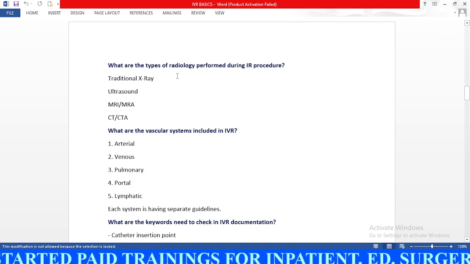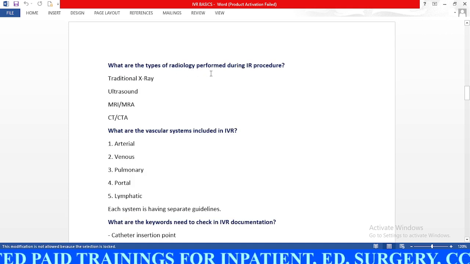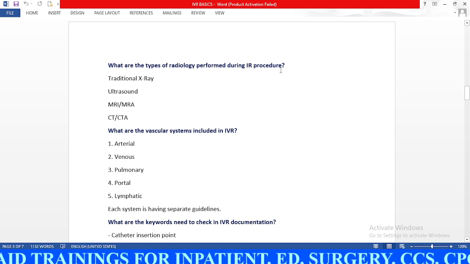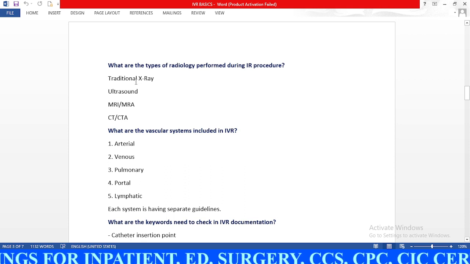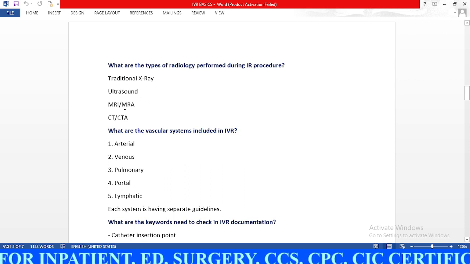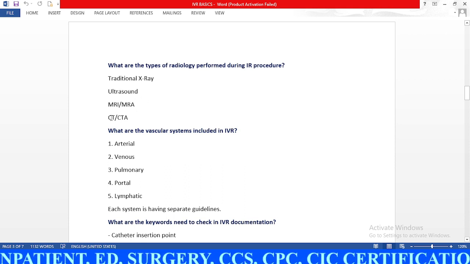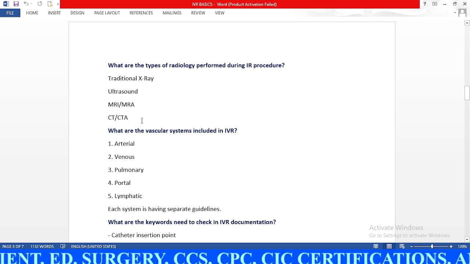So what are the types of radiology technologies performed during the IR procedure? Usually during the IR procedure, the physician will use traditional X-ray, ultrasound, MRI and MRA, CT and CTA.